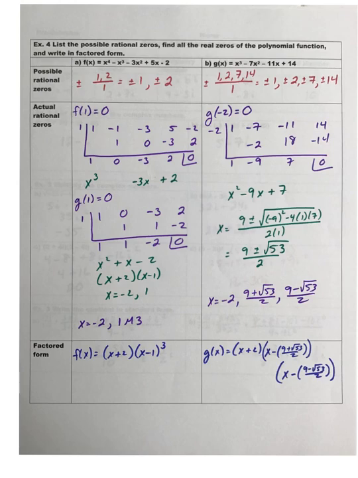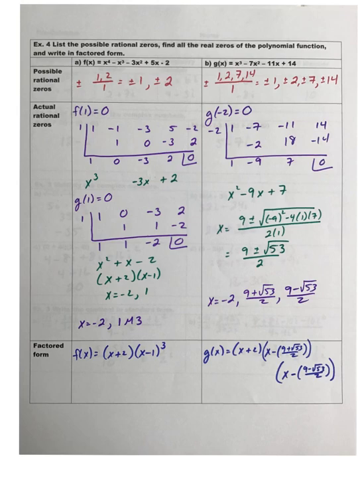All right, and g of x. So the constant is 14. So 1, 2, 7, 14. The leading coefficient is 1. So our possible rational zeros are plus or minus 1, plus or minus 2, plus or minus 7, plus or minus 14. All right, so I start picking these numbers and plugging them in, and I find out that g of negative 2 equals 0. So if I take the negative 2 and plug it in here, it equals 0.